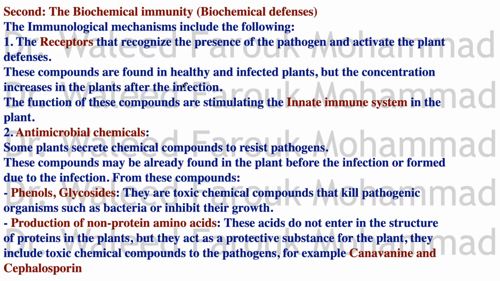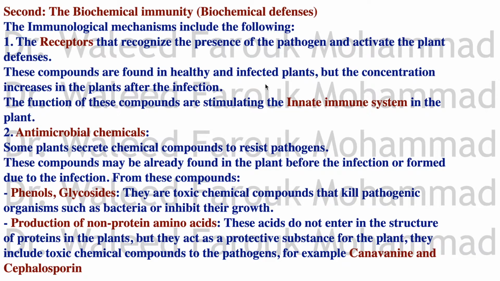The biochemical immunity او biochemical defenses، هنا بقى هنتعامل مع مواد كيميائيه بيفرزها النبات. The receptors that recognize the presence of the pathogen and activate the plant defenses. Compounds موجودة في healthy and infected plants, but the concentration increases in the plants after the infection, of course. The function of these compounds, they stimulate a built-in immune system. built-in اللي موجودة أساسا في النبات، ده اسمها innate immune system in the plant.